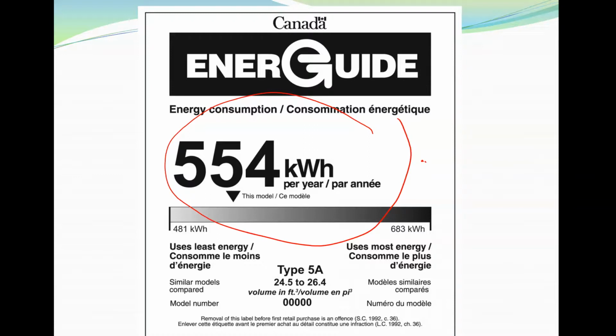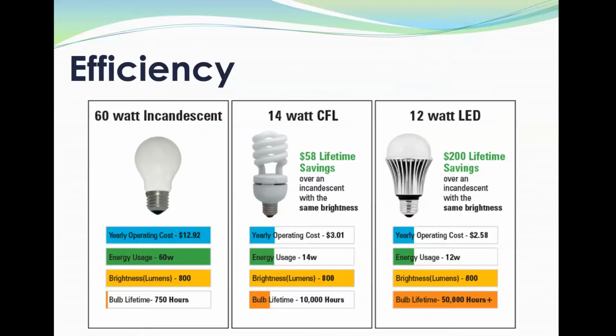So comparing it to similar models, this is where it stands. Okay, there are some models that use a lot more, and some models that will use even less than this particular device. But it just shows you in comparison to other types of, let's say it's a dishwasher, this is where it stands right here in terms of energy consumption within a year of normal use. Okay, not excessive use, not underuse, but normal use.